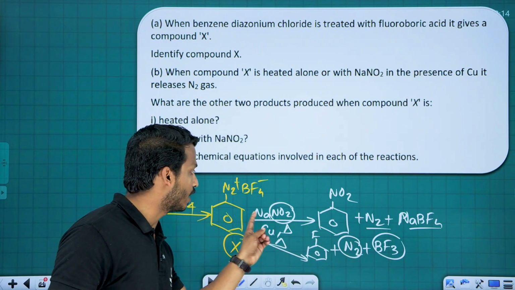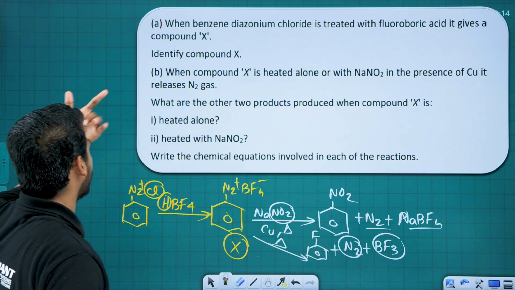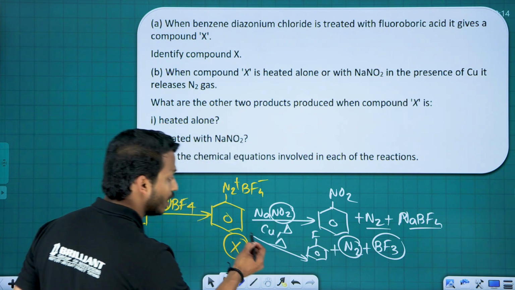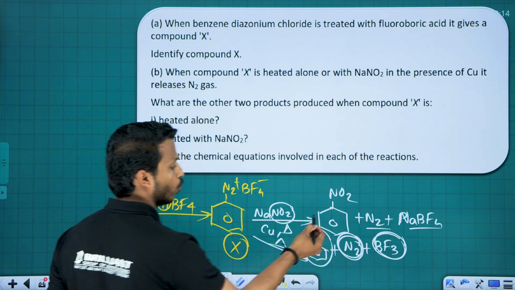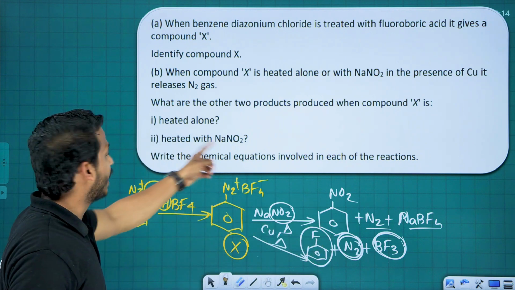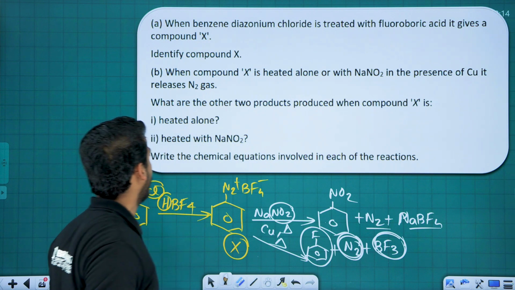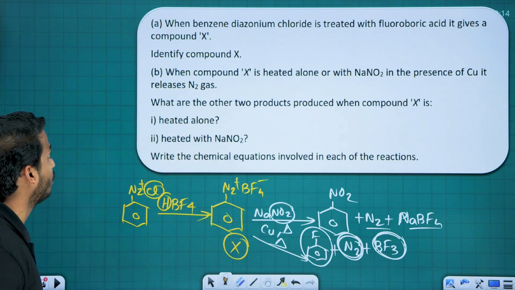This is what happens with heat and NaNO2 and copper. And what are the other two products formed when compound X is heated alone? If you heat it alone, the other two byproducts are N2 and BF3, and fluorobenzene is the main one. Heated with NaNO2, you get nitrobenzene, N2, NaBF4. Write the chemical equation involved in this reaction. Hope you get that concept.